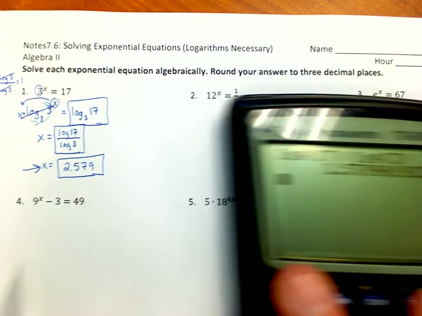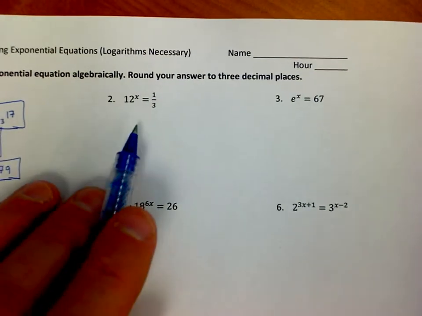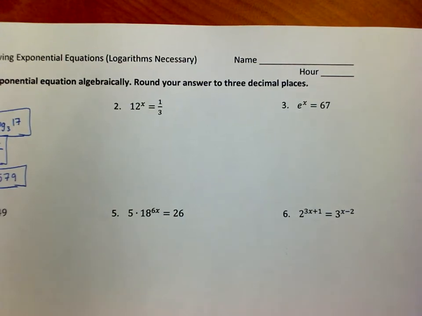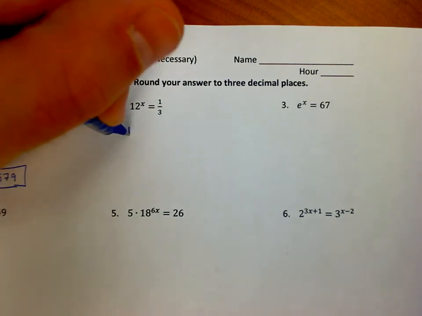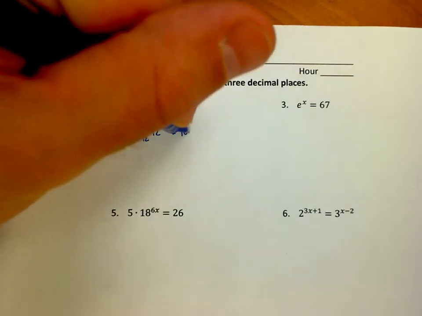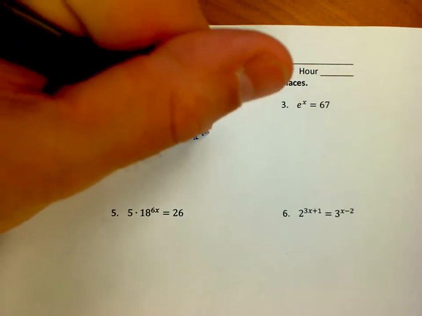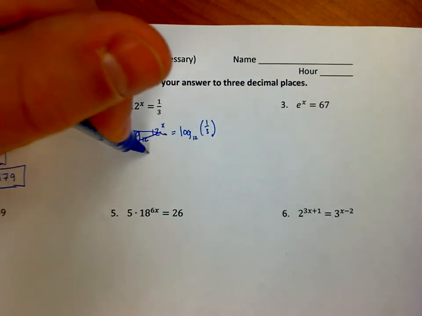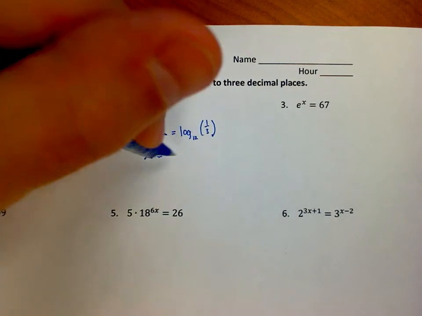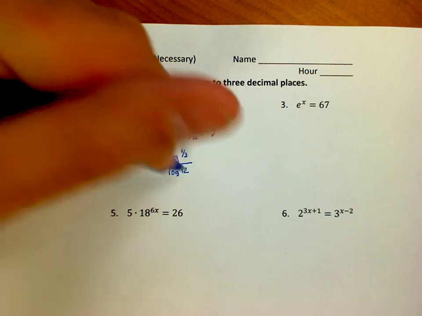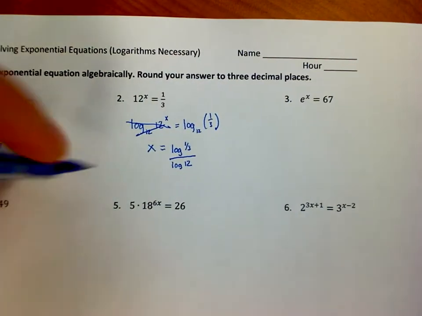All right, let's do another example. 12 raised to some power is 1/3. And for 1/3 and 12, I can't think of a number that both of them go into. So the base is 12, so I'm going to do log base 12 of both sides. Log base 12 of 12 to the x is equal to log base 12 of 1/3. On the left-hand side, these go away, and I'm left with just an x. On the right-hand side, it's the log of 1/3 over the log of 12 using the change of base formula.